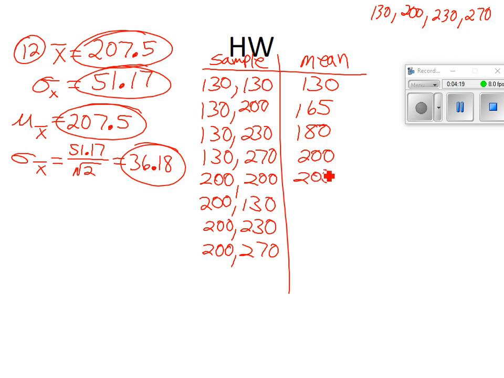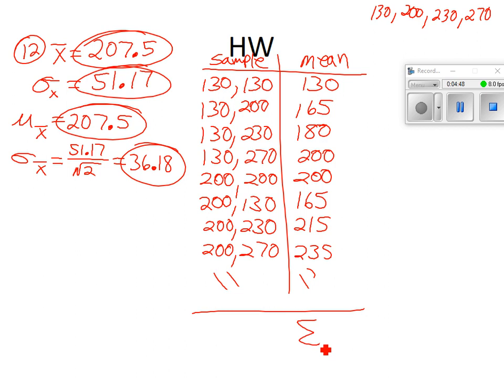200 is the mean. 330, that's 165 is the mean. 430, 215 is the mean. 470, the mean of that is 235, thank you. And so on, so on. Now, if I had continued through all of them and found the sum of all these means, it came out to be this.